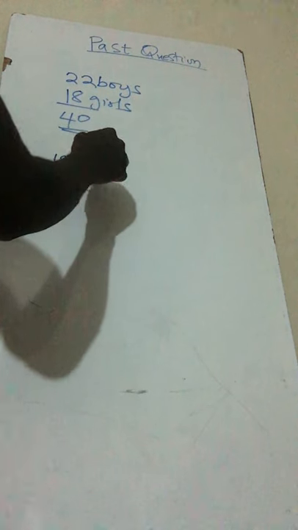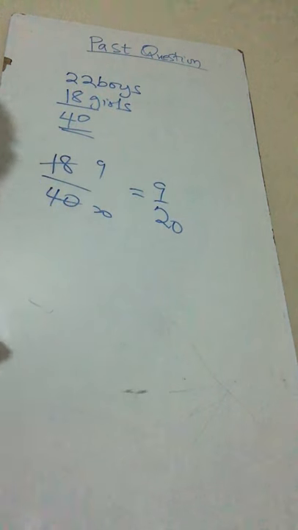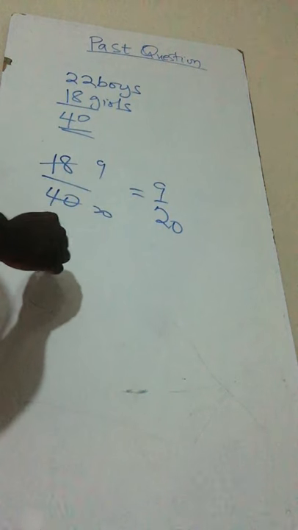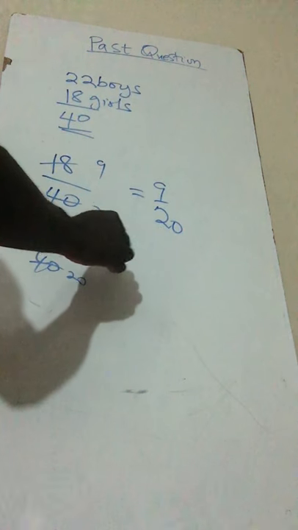And so for girl, you take the probability. The girl is 18, the number of students in the class is 40. So this is the answer, 18 over 40. But you can break it down: 2 into 18 goes 9, 2 into 40 goes 20. So it's 9 over 20. If they asked you, what's the probability that a boy chosen at random is selected as the prefect, you take the boy, which is 22 over 40. So you get 11 over 20.